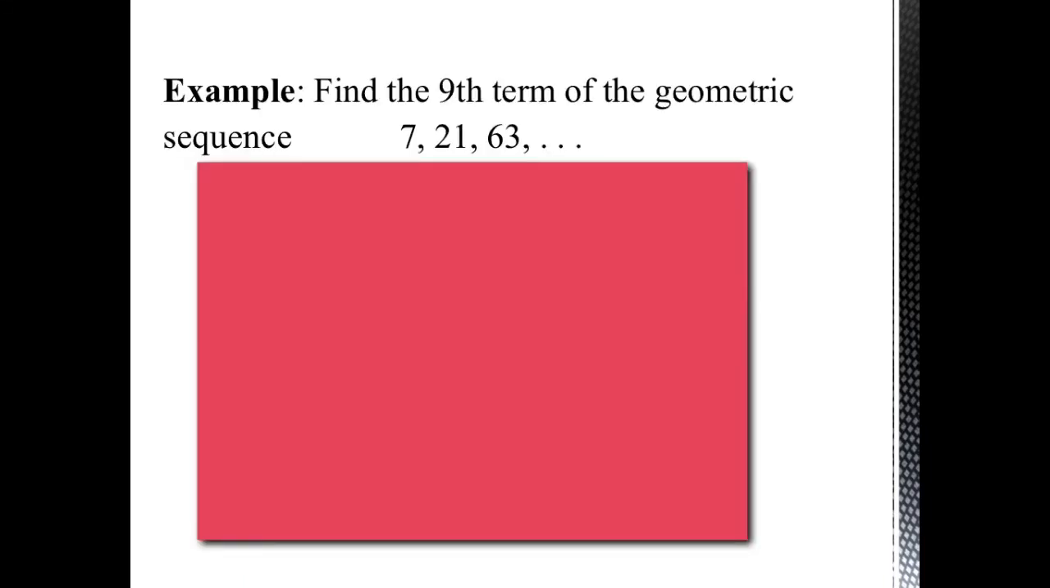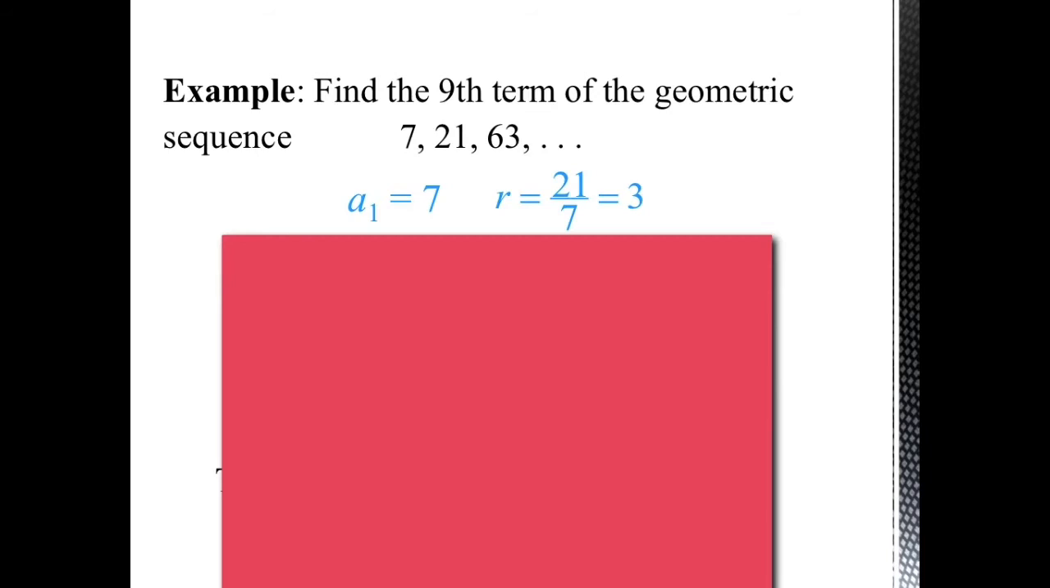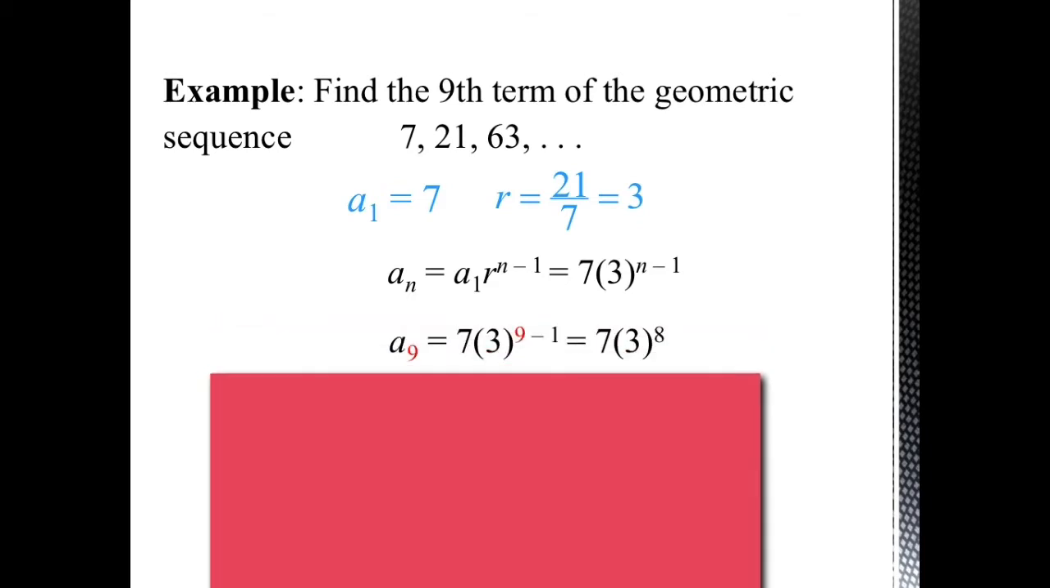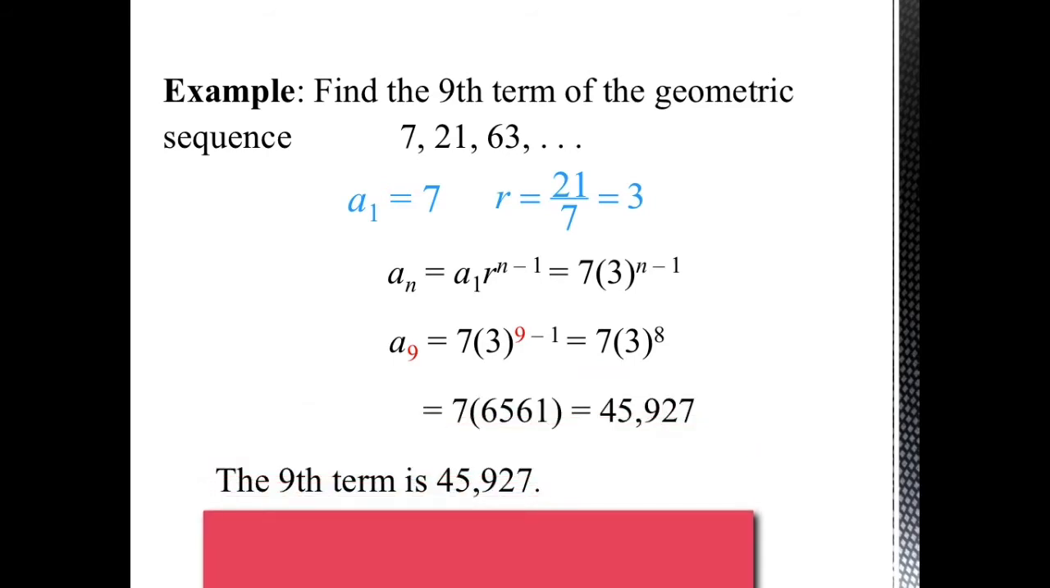Now right here we want to find specifically the 9th term. We do know it's geometric, and we know that because it says geometric sequence. We can identify our first term as 7. And how do we go from 7 to 21? Multiply by 3. So we have 7 as our first term, 3 as our common ratio, which gives us 7 times 3 to the n minus 1 for our formula. Then if I want to find the 9th term, simply plug in a 9 for my n value. And when I do that, that simplifies to be 7 times 3 to the 8th. Plugging that all into your calculator should give you 45,927 as the 9th term.